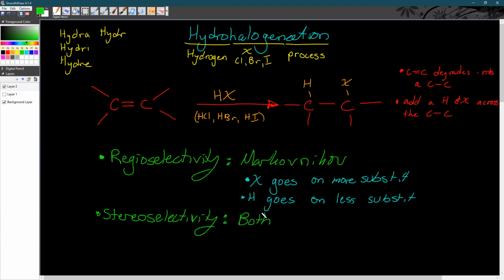So in this case, it does not matter if the hydrogen goes on a wedge or a dash, and it does not matter if the halogen goes on the wedge or a dash. We're going to take a look at why those don't matter when we look at the mechanism and see how that happens. The last two points I want to tell you: the product forms an alkyl halide.